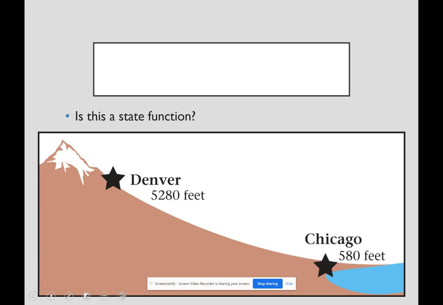If I'm looking at elevation, however, going from Chicago to Denver, Chicago is 580 feet above sea level. Denver is 5,280 feet above sea level. So horizontally, traveling from Chicago to Denver, the route is going to matter, right? Depending on if I go the northern route or the southern route, there's going to be a different amount of miles that I travel. However, vertically, I'm traveling up 4,700 feet, regardless of if I'm taking that northern route or that southern route. So yes, this is a state function because it's the same value no matter the pathway. I'm going up 4,700 feet no matter how I get there.